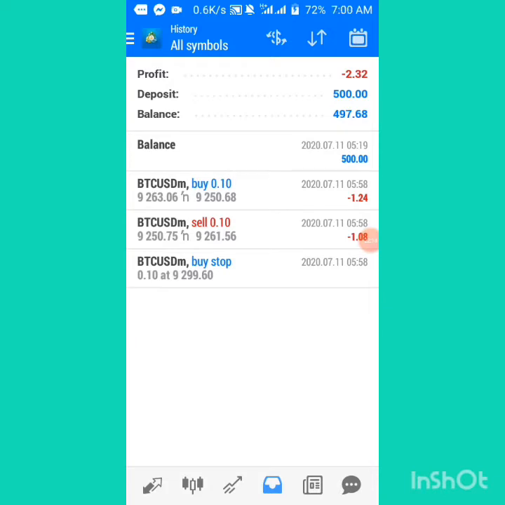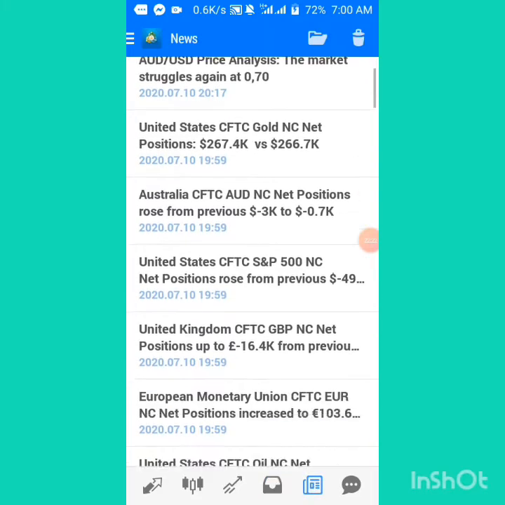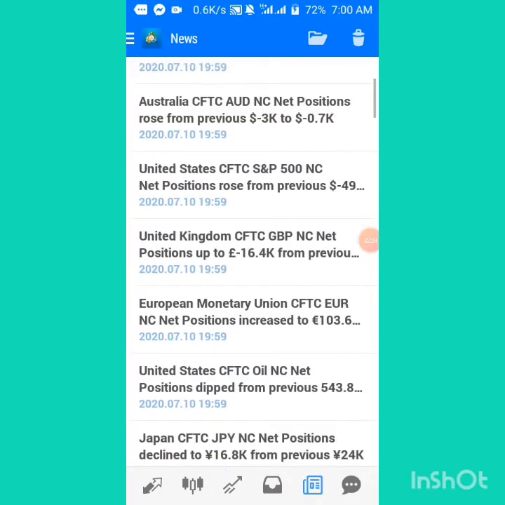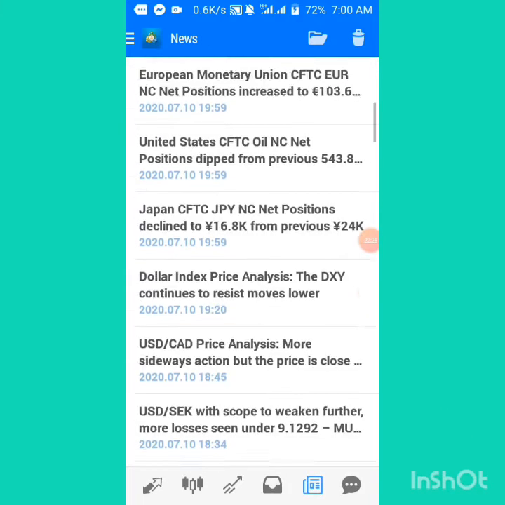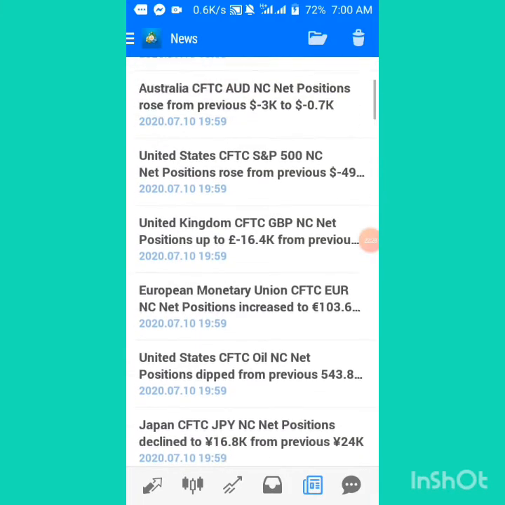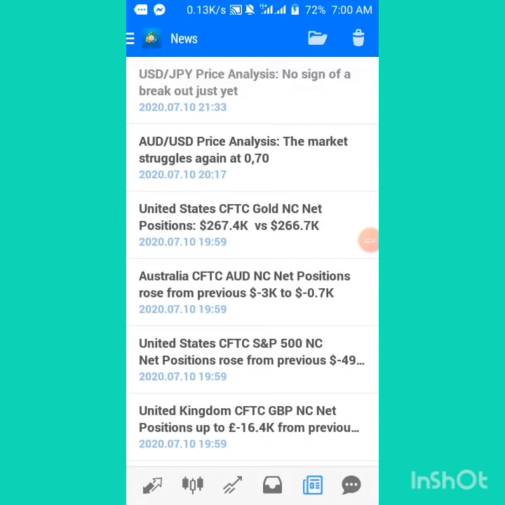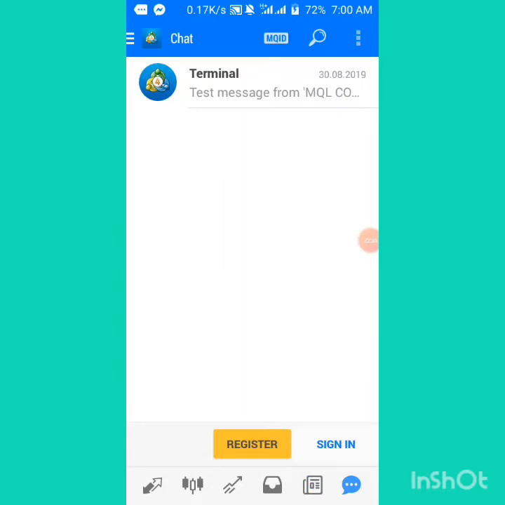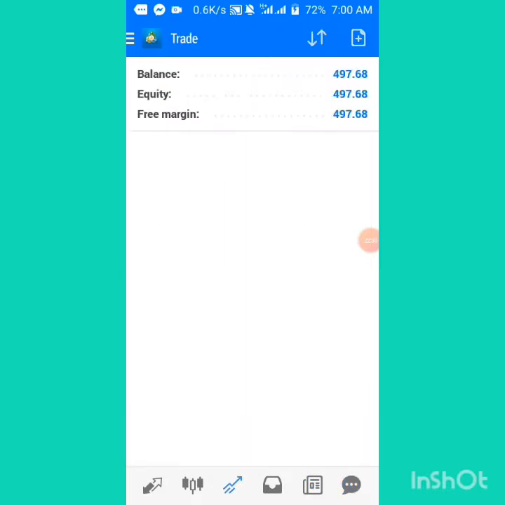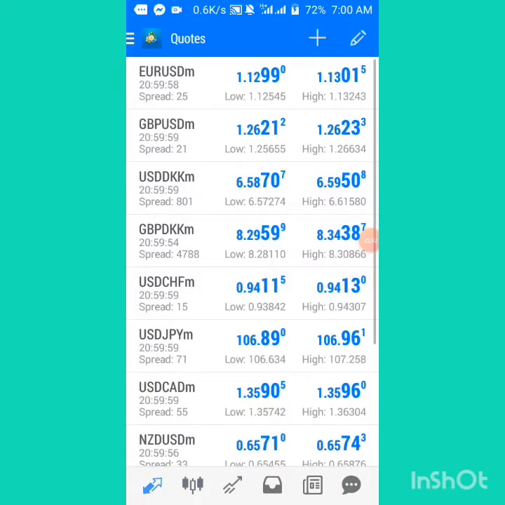So the next button, you have the news that you can know what is happening, the events. We are on a weekend, no news for today. No news has dropped for today. Then the last button is about telling you about the terminal and everything. So that's that for the MT4 app. Now, how to trade Euro USD.